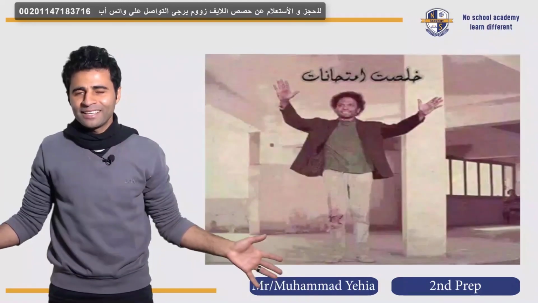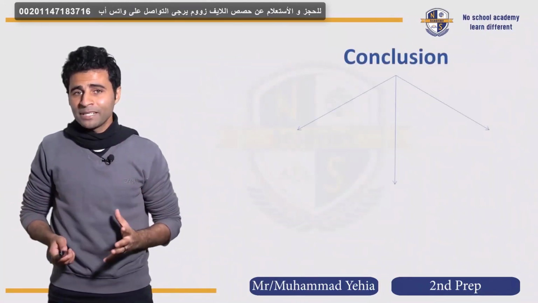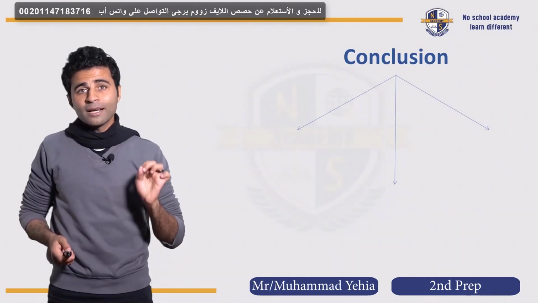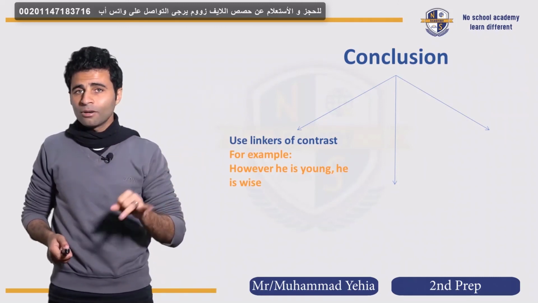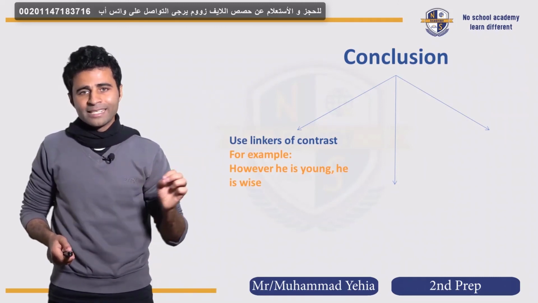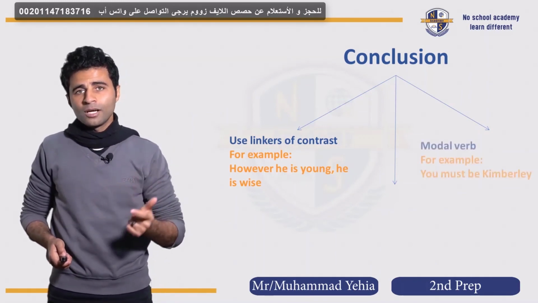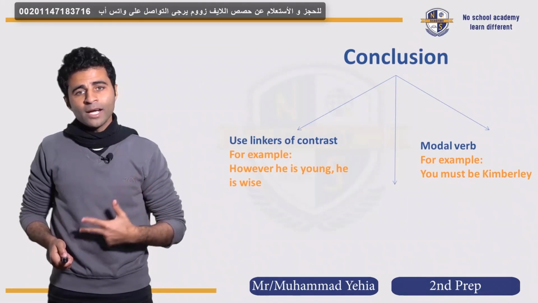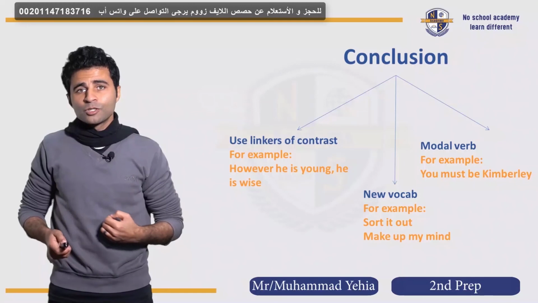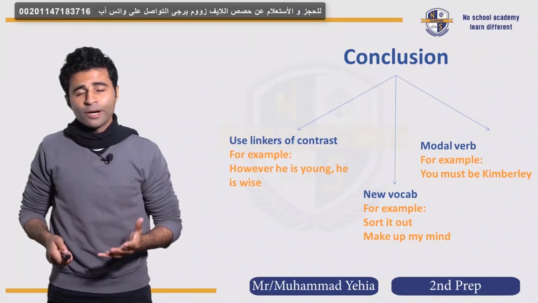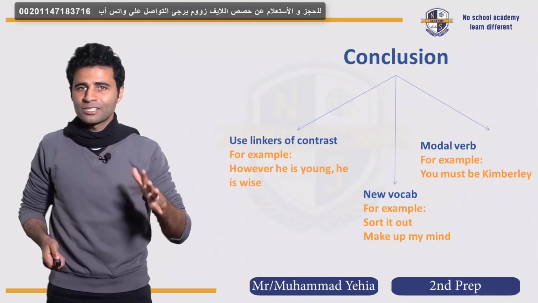So, alhamdulillah, we're done. Before we go, let me tell you the conclusion and what happened in this class. First, how to use the contrast, the linkers between the words like although, though, even though, despite, and in spite of. We studied also the modal verb must, can't, and may or might, and of course define new vocab. For example, to sort something out or to make up your mind. It means to think of something.